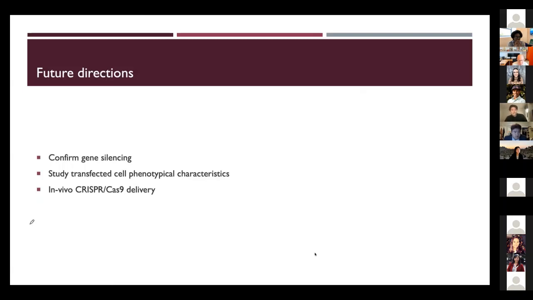So some future directions I can take with this project: I can confirm gene silencing by confirming mismatched DNA using our T7 enzyme digestion, and by showing that the cell is not functional through other assays. I can also study transfected cell phenotypical characteristics and show that protein signaling pathways have been affected. And lastly, I can try in vivo CRISPR-Cas9 delivery.